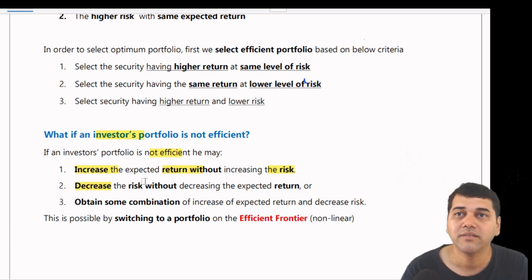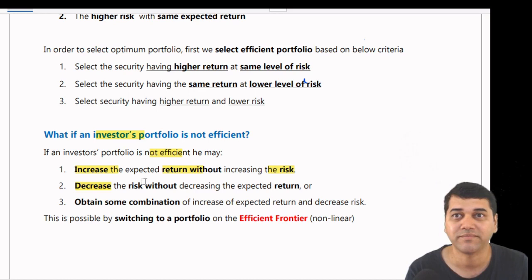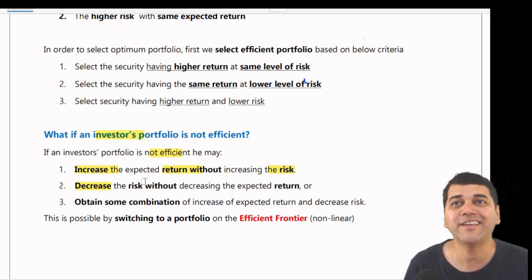It is something like I can increase the marks without putting in extra effort. If your preparation is not efficient, then you have an opportunity to increase the marks without putting in extra effort. Or for the same marks you are going to get, you can reduce your effort. Very nice, no? Will you do that? Everybody will wish to do it. That's why they say, do it.